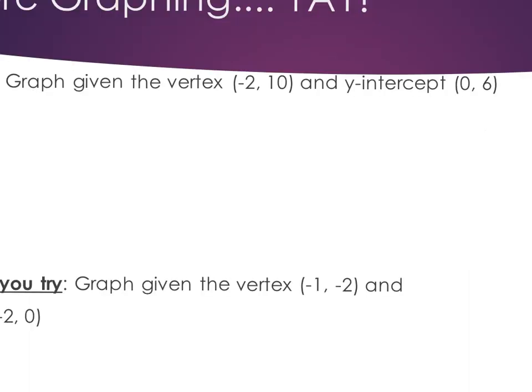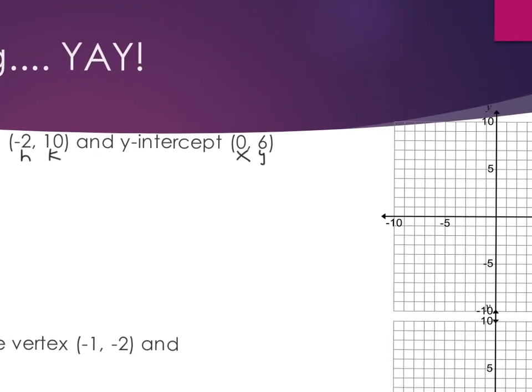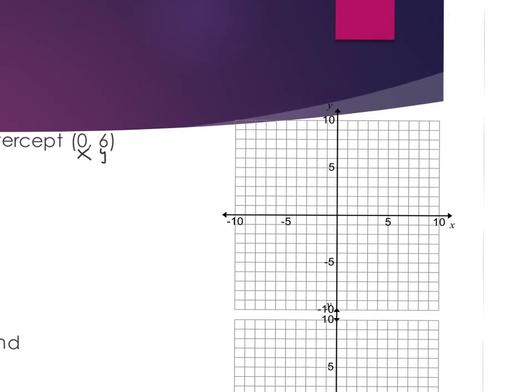And in our last type of problem today, it says we're going to graph given the vertex is at negative 2, 10. Okay, so that's my h and my k. And my intercept is at 0, 6. And that's another point, x and y. Now, it doesn't hurt to draw a little sketch. So our vertex is at negative 2, 10. And 0, 6 is our y-intercept. Now remember, parabolas are symmetric, and my axis of symmetry is going to be the line x equals negative 2.